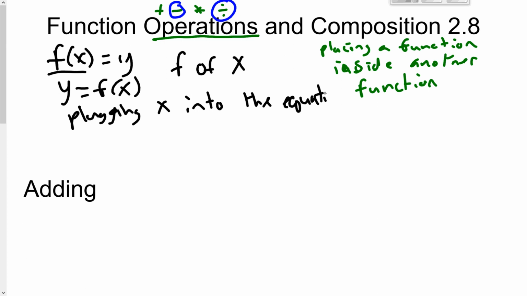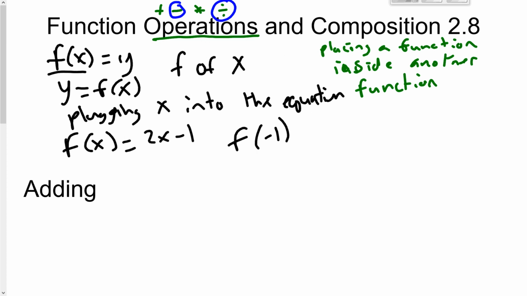Okay, so when you have an equation that looks like this, f of x equals, say, 2x minus 1, then when you're finding what is f of negative 1, it means you're plugging in negative 1 for your x, and you're solving this. So f of negative 1 would equal negative 3.